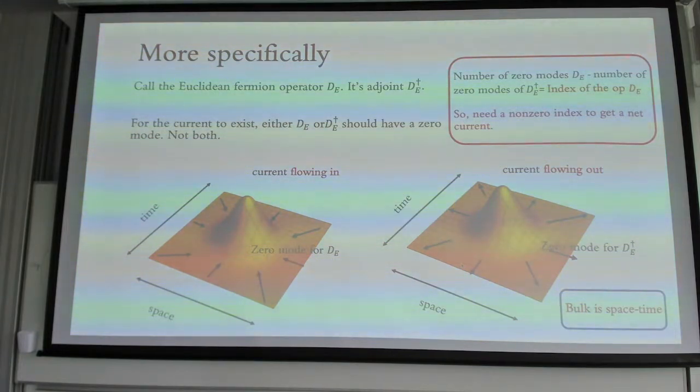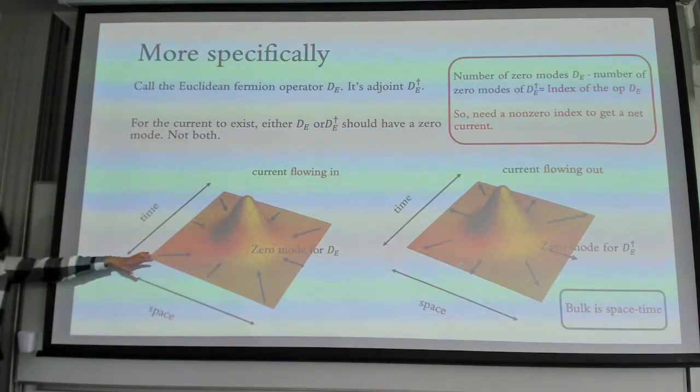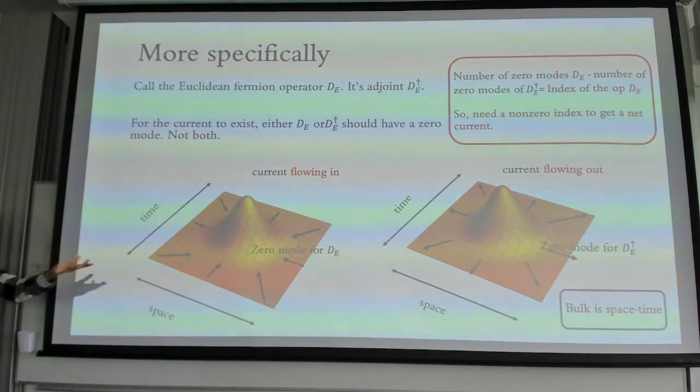Here, what I'm really saying is that since the number of zero modes of dE minus the number of zero modes of dE dagger is just the index of the operator dE, in order to get a non-zero current, you need a non-zero index, really. So it's not enough to have a zero mode for dE. You really also need no zero mode for dE dagger in order to get the current.